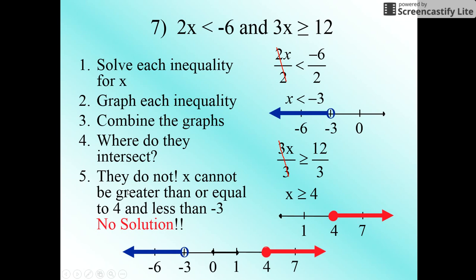They do not. x cannot be greater than or equal to 4 and less than negative 3. There is no solution. This only happens with an and statement when both of your solutions have no overlapping parts.